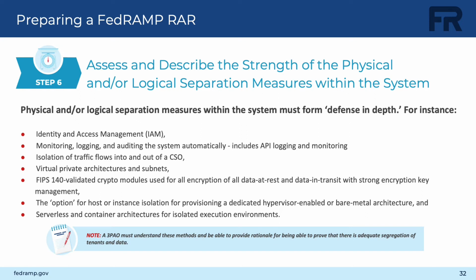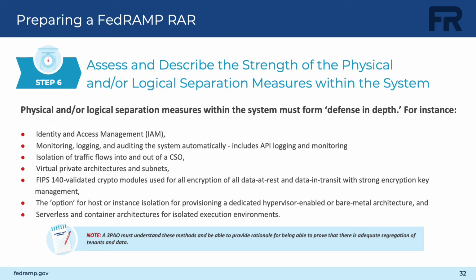Virtual private cloud architectures, virtual networks, and subnets for isolation of memory, devices, networking, and managed resources. FIPS 140 validated crypto modules, which are supposed to be used for all encryption of all data at rest and data in transit with strong encryption key management. And the option for host or instance isolations for provisioning and dedicated hypervisor-enabled or bare metal architecture to maintain customer data on a physical compute host is not shared with others. Serverless and container architectures for isolated execution environments.